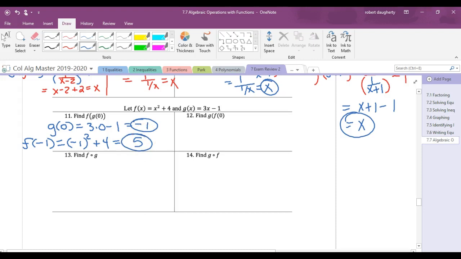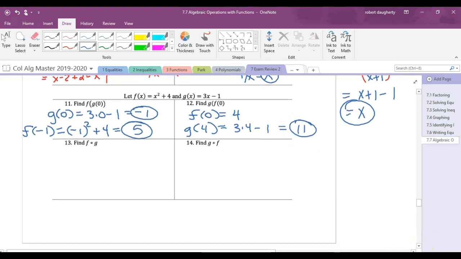G of f of 0. So f of 0 is equal to 4, and then g of 4 is going to be 3 times 4 minus 1, which is 11.